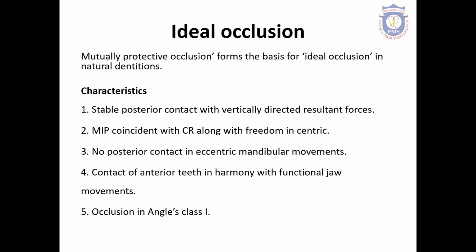What are the characteristics of ideal occlusion? Mutually protective occlusion forms the basis of ideal occlusion in natural condition. Stable posterior contact with the vertical resultant forces. Maximum intercuspal position coincides with centric relation along with the freedom in centric.